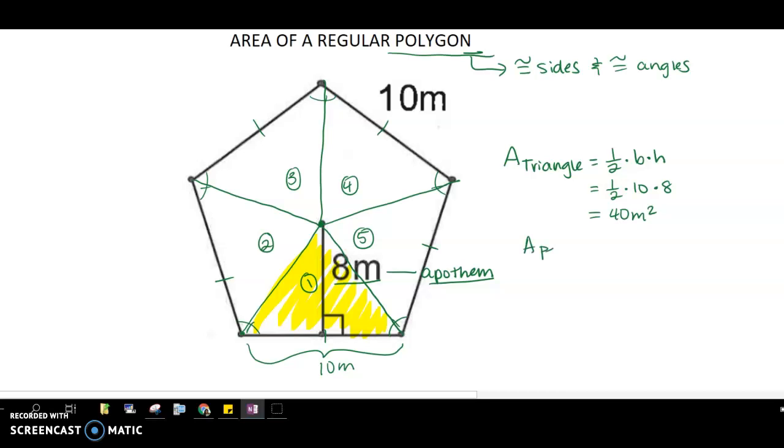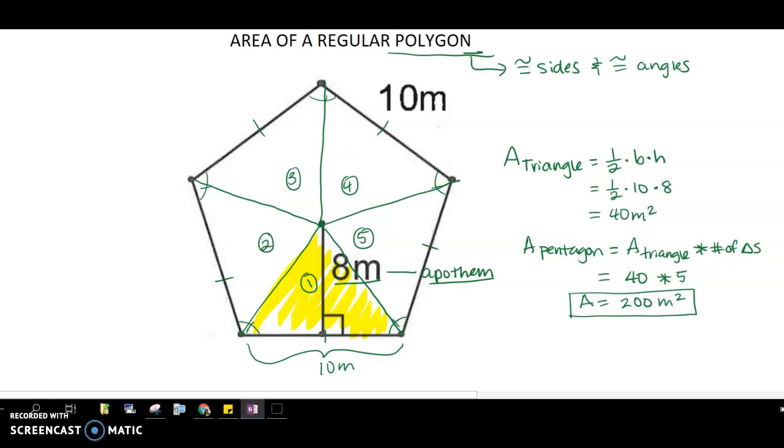So the area of this pentagon: all of these triangles are congruent because the bases are all the same and the heights are all going to be 8 meters as well. So all I need to do is take the area of the triangle and multiply it by the number of triangles I have in order to find the area of this entire pentagon. So in this case, the area of the triangle is 40. I have 5 triangles. Multiply those together, and that will give me a total area for the pentagon of 200 square meters. There you have it.